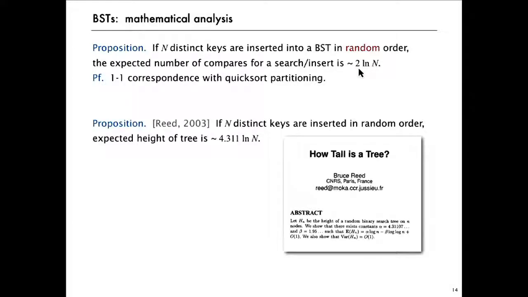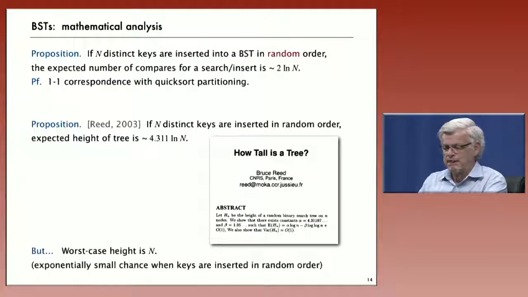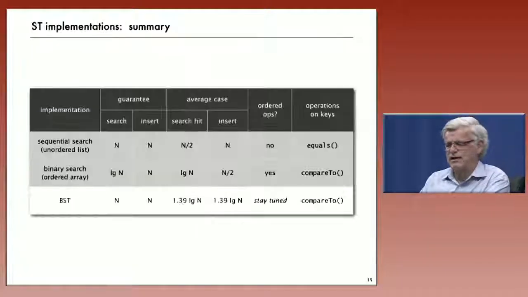It has also been shown, actually not that long ago, that the expected height of the tree, if the keys are inserted in random order, is about 4 natural log n. The height is the worst-case length of a path in the tree, whereas the previous figure is the average path. So if you have the keys in random order, the binary search tree gives efficient search and insert. Now, but there is this problem that the actual worst-case height, if the keys come in order, in reverse order, and other natural orders, could be proportional to n.